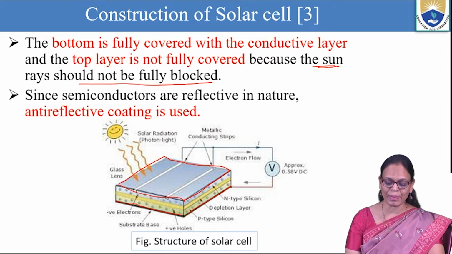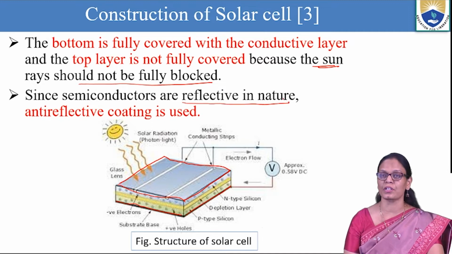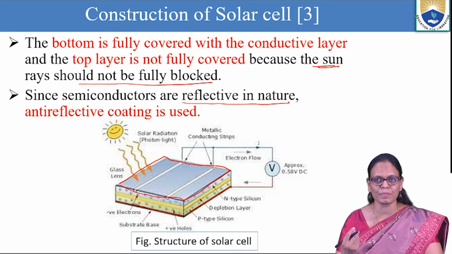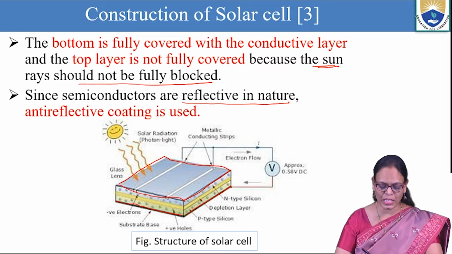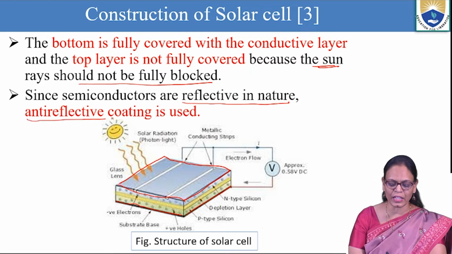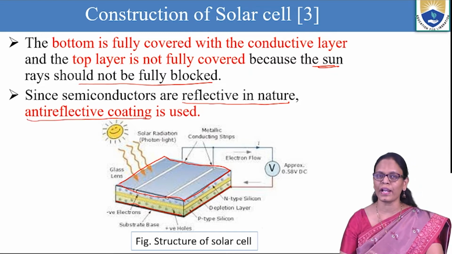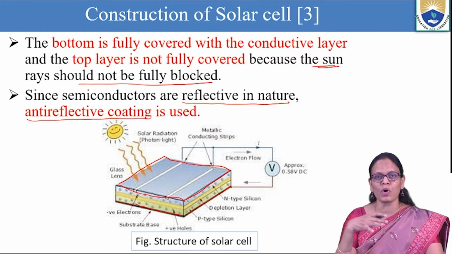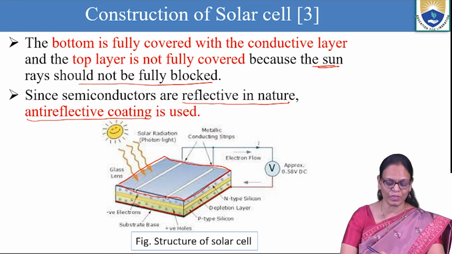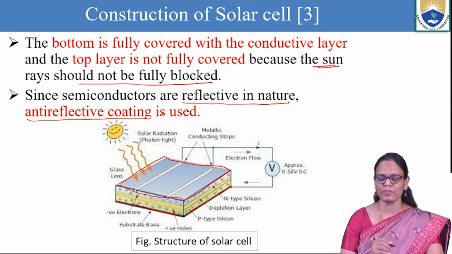Then, since semiconductors are reflective in nature, whatever falls on them, these semiconducting materials may reflect. So this part is also coated with anti-reflecting material. Why anti-reflecting? Whatever sunlight falls on the surface should not get reflected back. It should penetrate into the junction. That is why we use an anti-reflective coating.